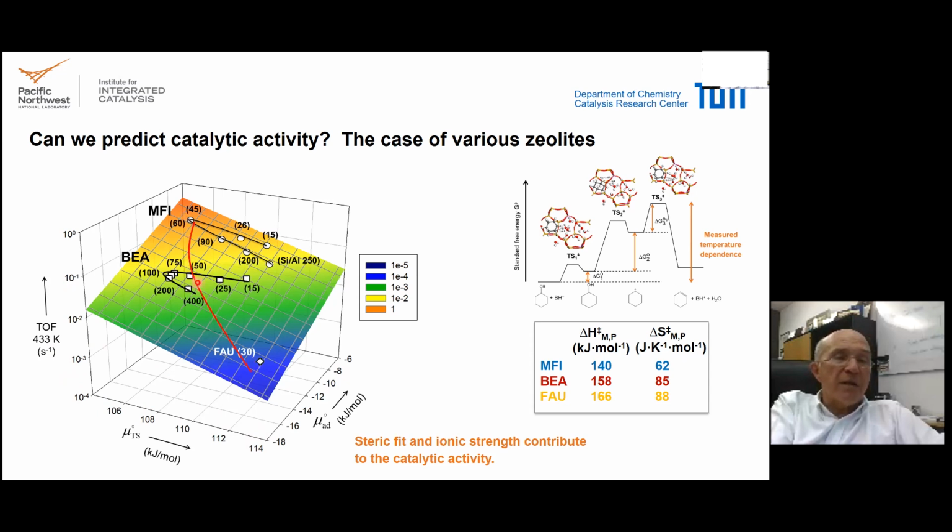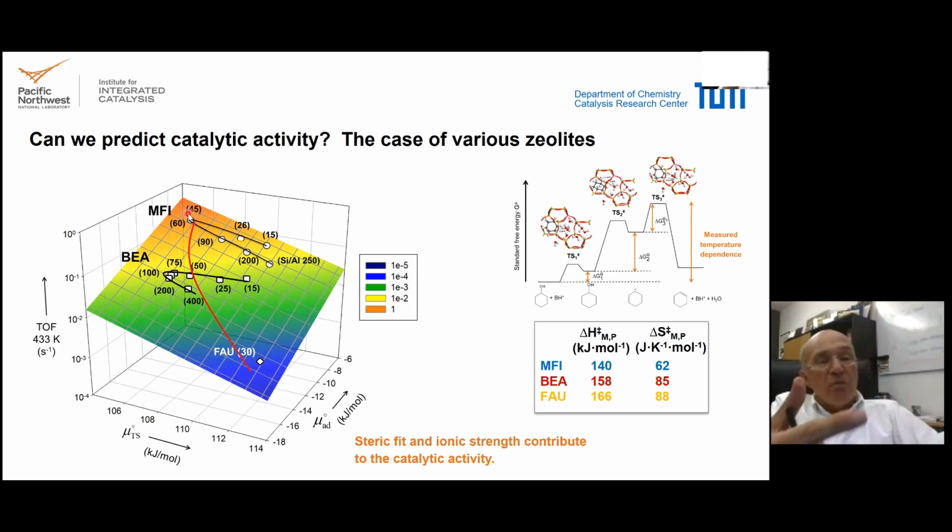But there is also, for a given silicon to aluminum ratio, a trend that is again moving to a lower activity as the space around the active site and the hydronium ion changes and gets smaller. You can use it to predict where you would expect the maximum activity and how high a particular maximum activity could be.